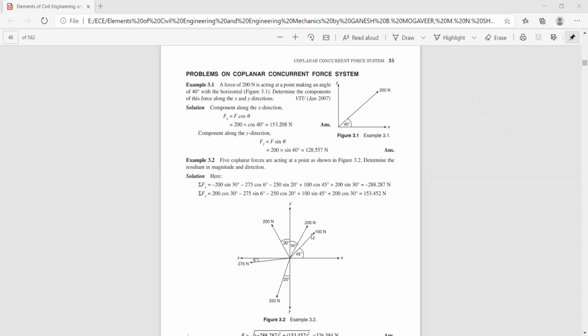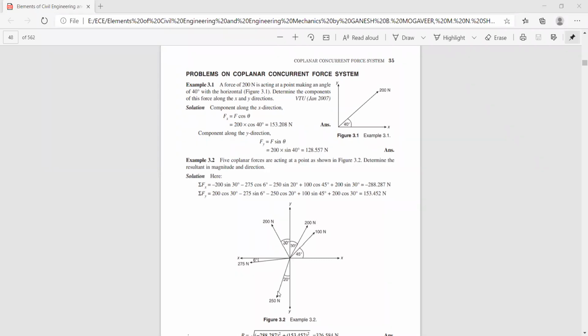So we have resolved this one, this one, and this one, horizontal component, that is 200 sin 30 or it is 200 cos 60. Now this force, 275 Newton force, makes an angle 6 degree with respect to horizontal. Its x component is minus 275 cos 6. You can see here, minus 275 cos 6 degree. Now we have been left with only this one.